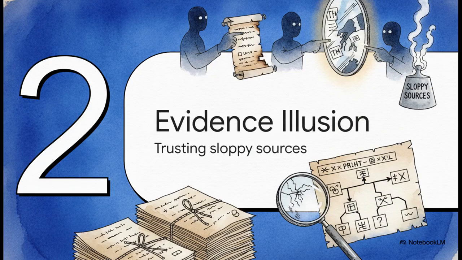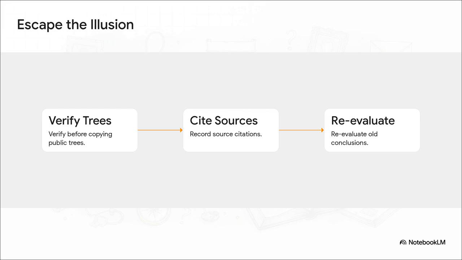Which brings us nicely to trap number 2, the evidence illusion, or the danger of trusting sloppy sources. Escaping this illusion usually comes down to 3 essential steps. Step 1, verify before copying public trees. Honestly, if we're just copying branches from public sites without verifying the primary sources ourselves, we're just perpetuating unchecked errors. We're creating what are known as orphan lineages.